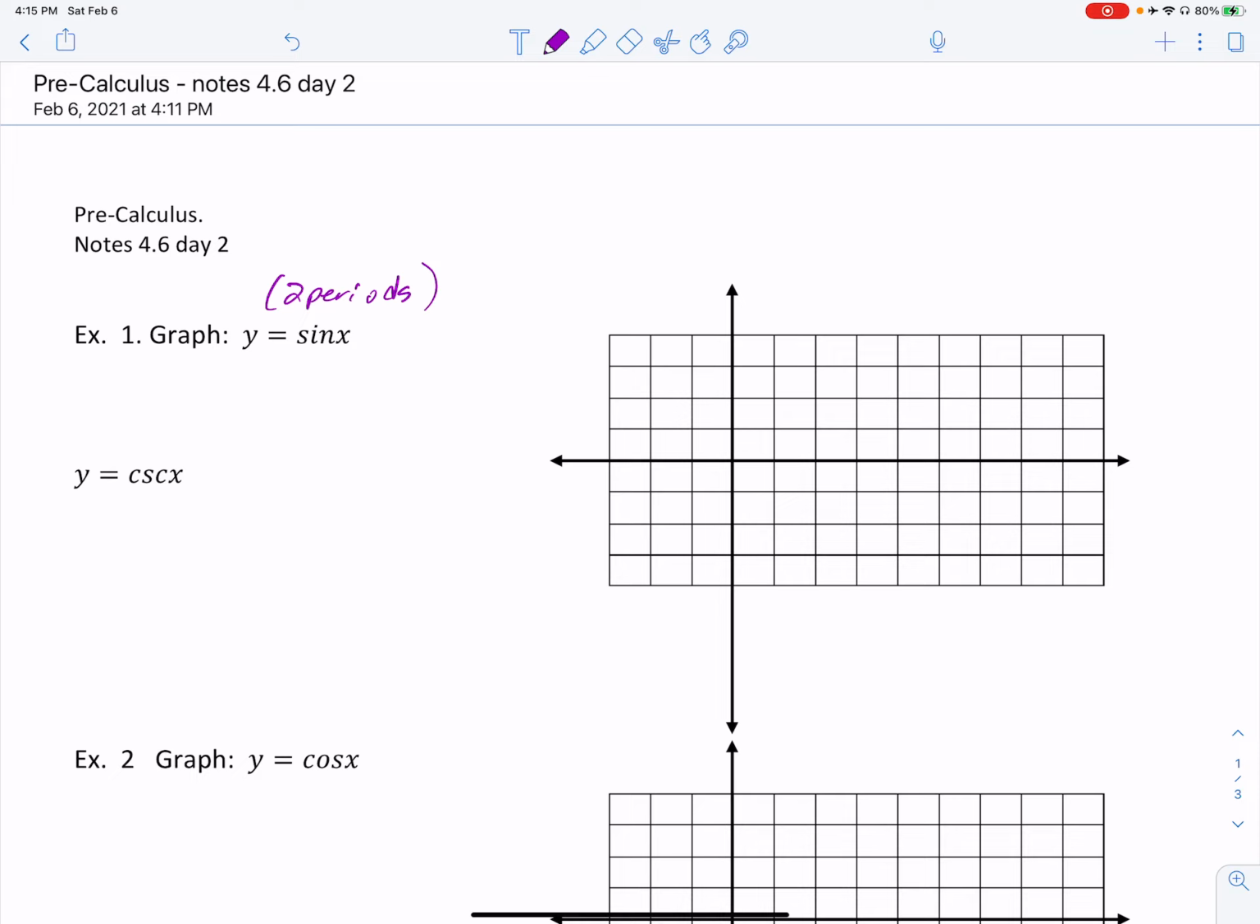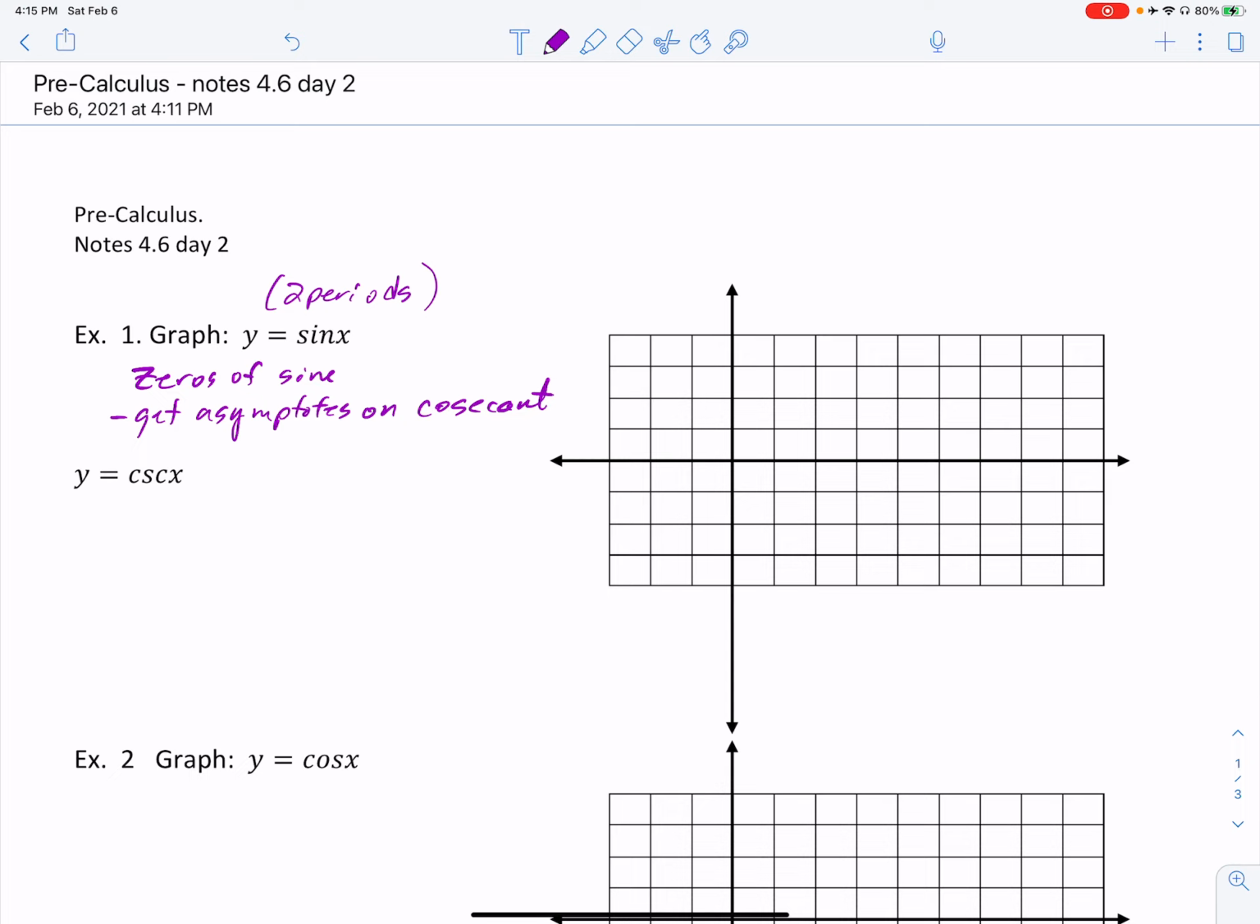And then the zeros of sine will be where we get asymptotes on cosecant. So the zeros of sine are going to be where we get our vertical asymptotes on cosecant, because that's where we get the reciprocal, and dividing by zero is undefined. And so we're going to go for two periods.